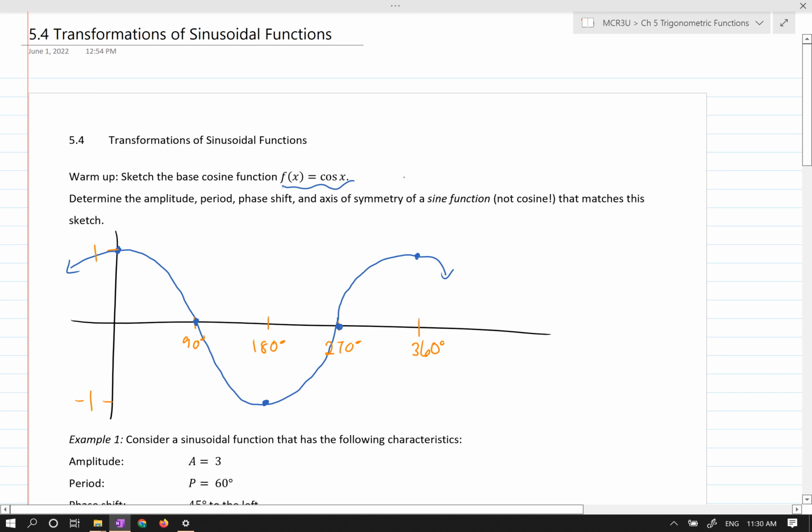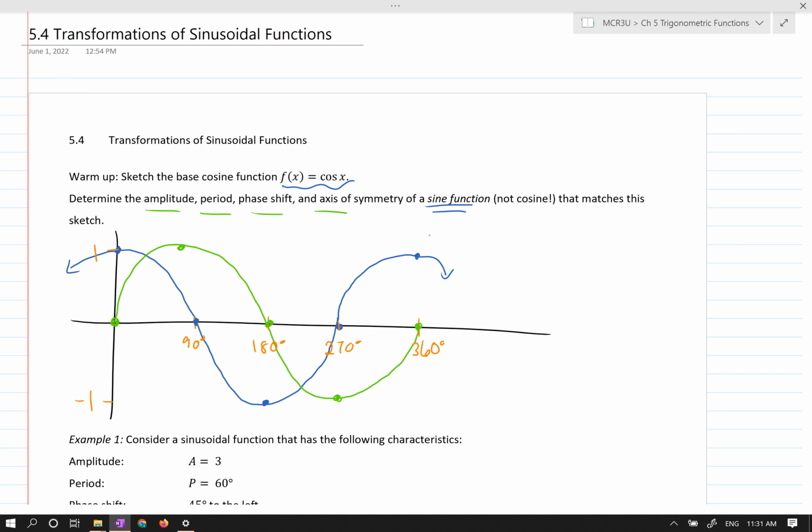Now we want to consider, if this was a sine function, how could we transform a sine function so that it matches up with this same shape? Well, I know a sine function, let's look down here, the general shape would look like this. It's the same shape, but in a different location as we discussed yesterday. So my sine function would look like this. I'm going to need an amplitude, a period, a phase shift, and an axis of symmetry. Already, my base sine function shares the same amplitude, period, and axis of symmetry as that cosine function that we already sketched.